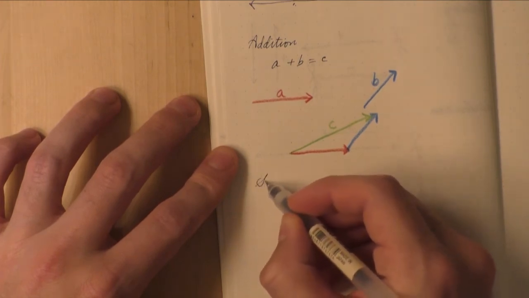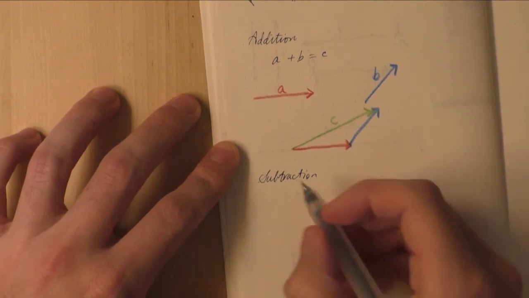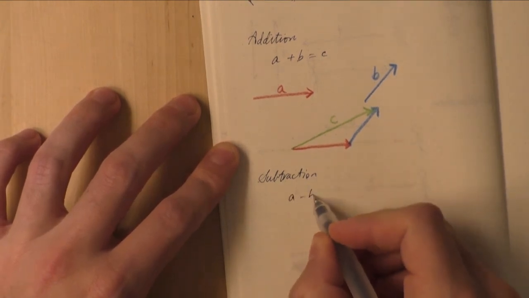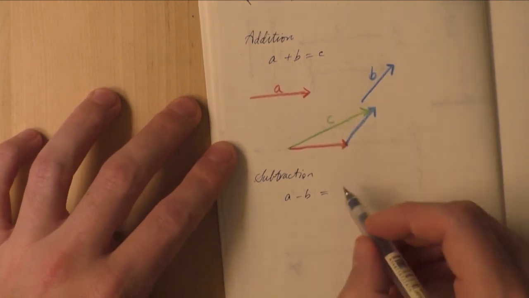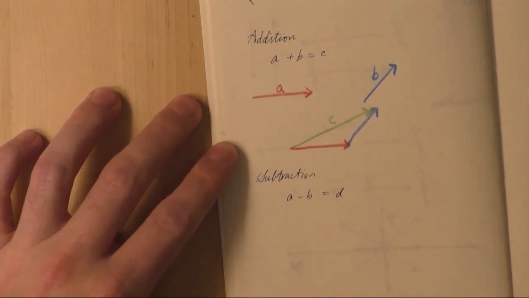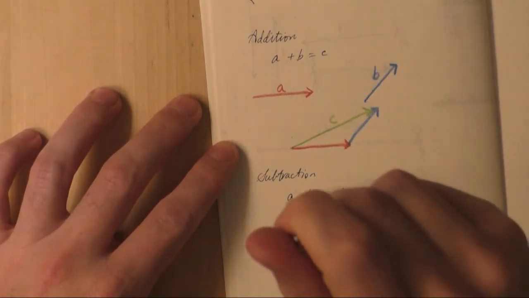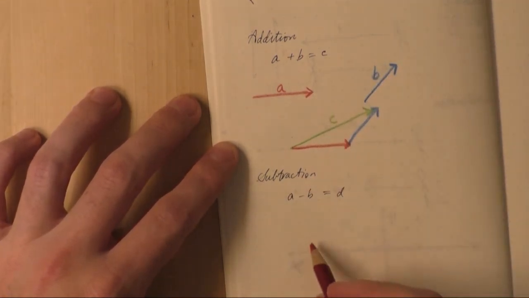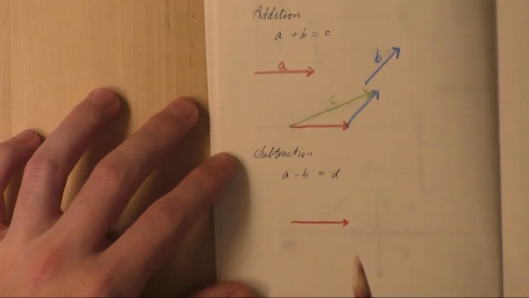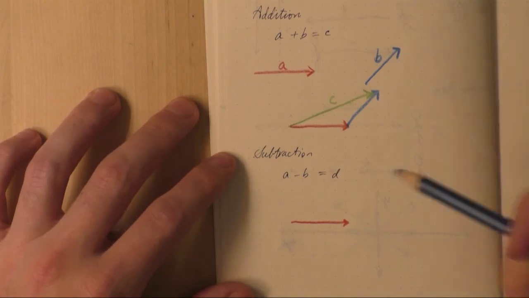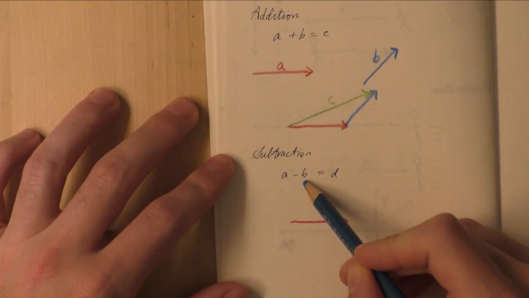I'll just write that here. And let's do A minus B. And it's going to create something different. So I'm not going to call it C. I'll just call this vector D. Doesn't really matter. And in vector subtraction, you take the one that you're subtracting from and just draw it normally. 1, 2, 3, 4, 5. There's vector A again. And now we need to add the opposite of vector B.